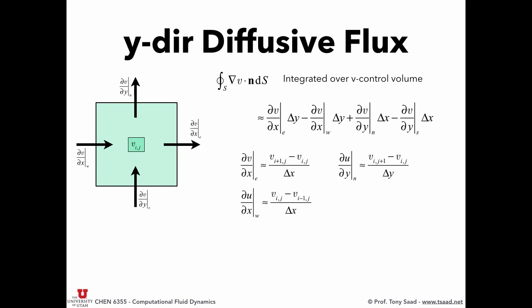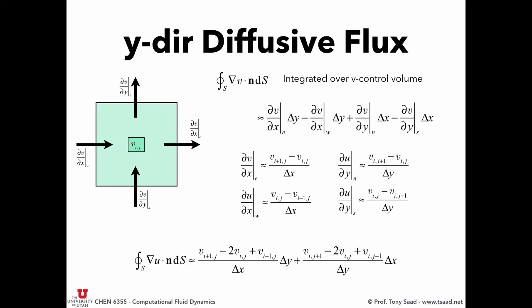And then dv/dy south is v(i,j) minus v(i,j-1). That's what happens when you copy between your slides, and there's a lot to do. So these should be v. Thank you for catching that. Then the total diffusive flux is given by this form, which is a del squared, and once you divide by the volume, you're going to get a del squared v.